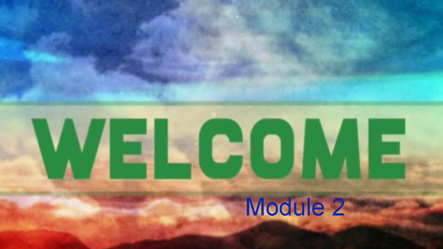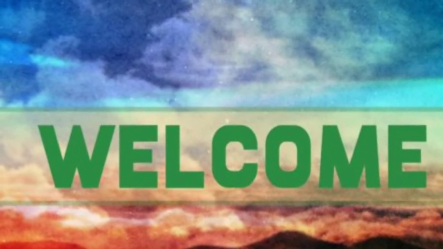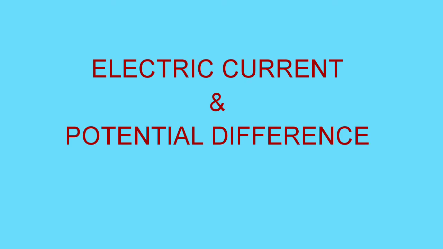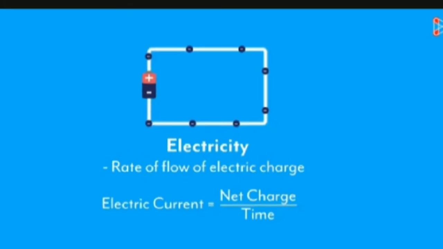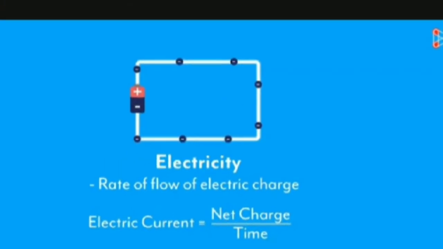Welcome to the second module of chapter Electricity. In this module, we are going to study in detail about electric current and potential difference. What is electricity? It is the rate of flow of electric charge.